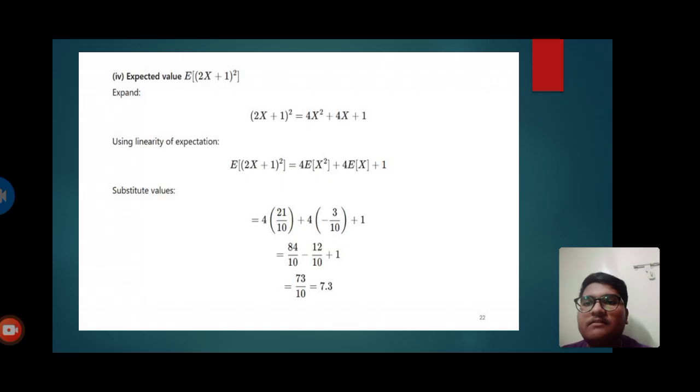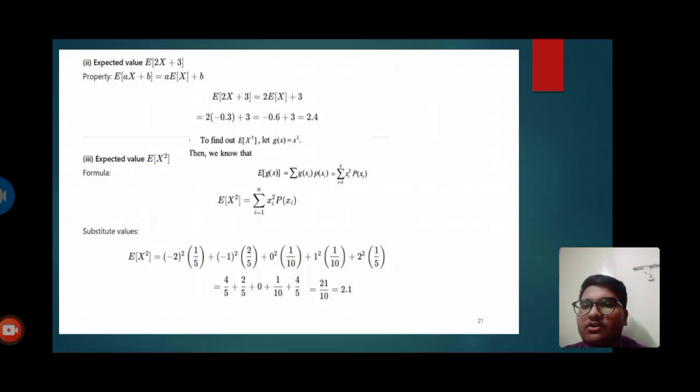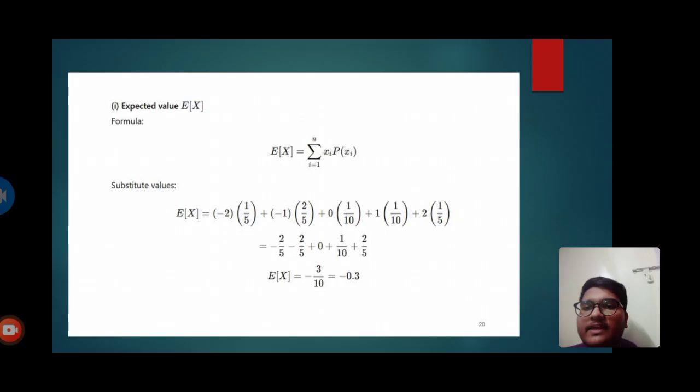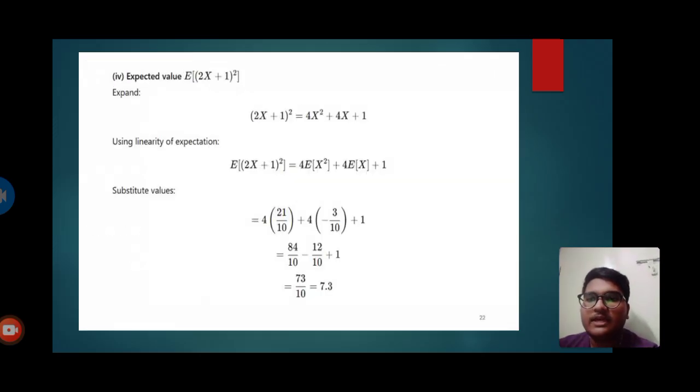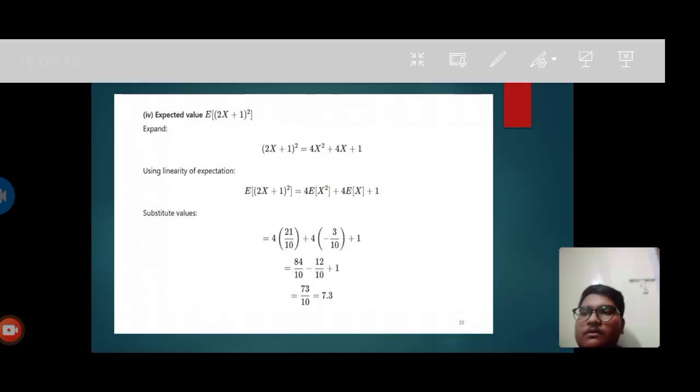So we have applied the expectation for the corresponding terms: 4 into expectation of x square and 4 into expectation of x plus 1. As we have previously calculated, E of x square is equal to 2.1 and E of x is equal to minus 0.3. So we substitute 2.1 as 21 by 10 and minus 0.3 as minus 3 by 10, plus the 1 as given above. So 4 into 21 by 10 plus 4 into minus 3 by 10 plus 1. That is 84 by 10 minus 12 by 10 plus 1, which is equal to 73 by 10, nothing but 7.3. So thank you.